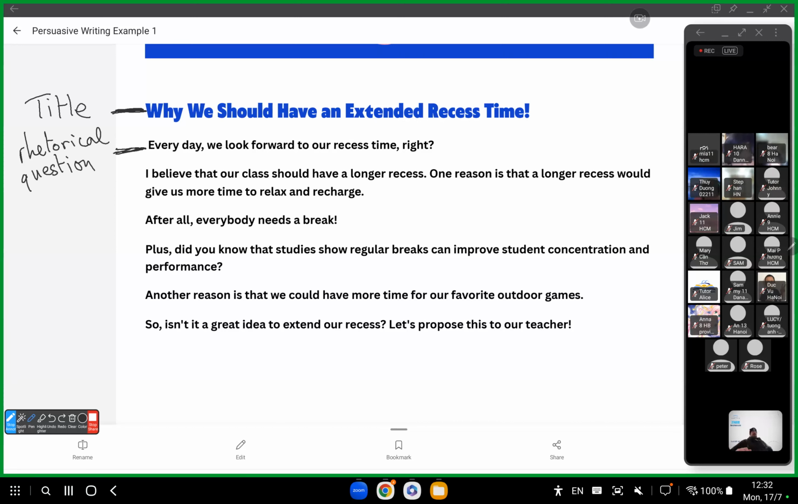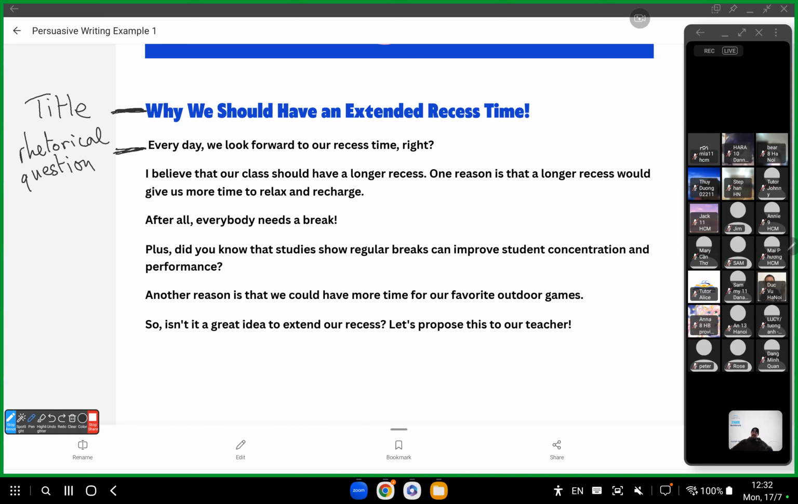Because it's a question that is so obvious that we don't really need to answer it. Every day we look forward to our recess time, right? Well, yeah, we do. So it gets you interested in the piece of writing and gets you to keep reading.